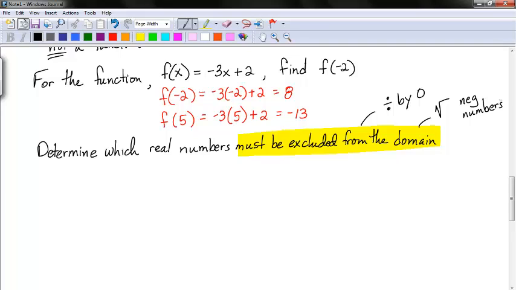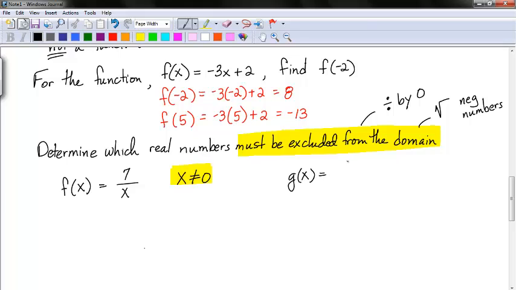Okay, so if they give you, as an example, I'm going to give you about 4 of them. Say I give you f of x equals 7 over x. So what's going to make that denominator 0? 0. So that's the one you exclude. So x cannot equal 0. That would be your answer. What values must you exclude? X cannot equal 0.